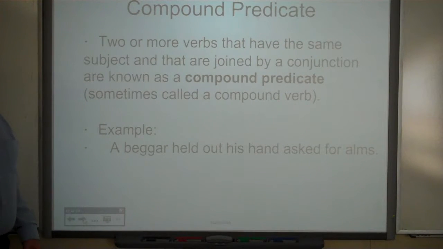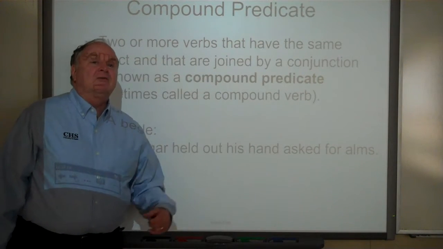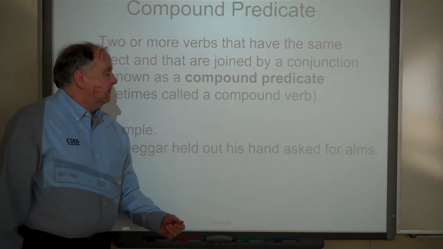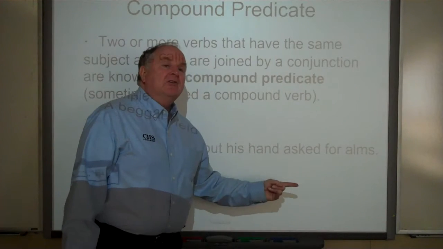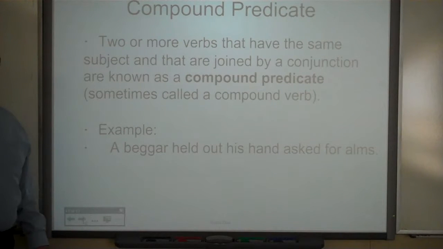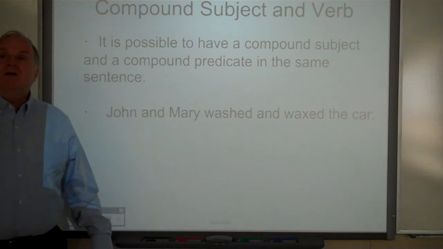Two or more verbs that have the same subject and are joined by a conjunction are known as a compound predicate. Sometimes we'll call that a compound verb, used interchangeably. So, a beggar held out his hand and asked for alms. Notice there are two actions. He held out his hand, and asked for alms. He held and he asked. Okay, compound verb, compound predicate. And it's possible, sometimes, to have a compound subject and a compound predicate in the same sentence. John and Mary washed and waxed the car.